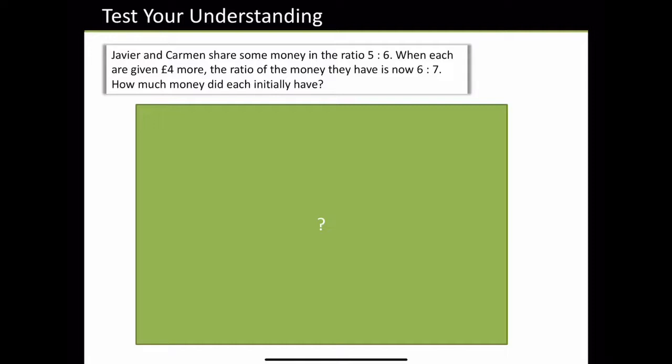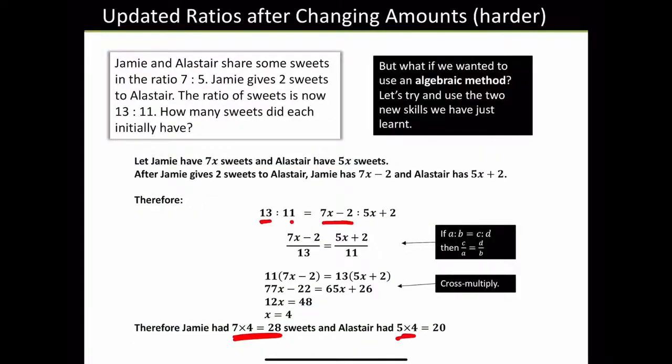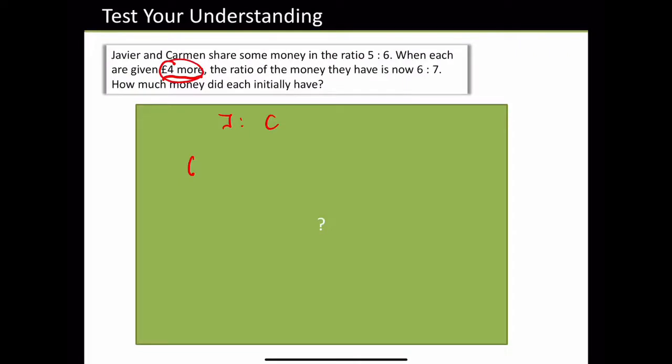So let's go through it. So Xavier and Cameron share money in the ratio 5 to 6. When each is given 4 more, the ratio of the money now is 6 to 7. So 6 to 7 equals, well, Xavier, so he's going to have 5 lots of x plus 4, and Cameron 6 lots of x plus 4.